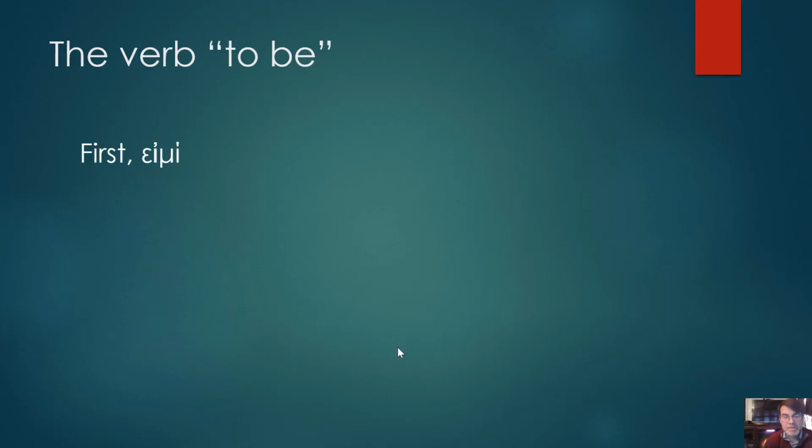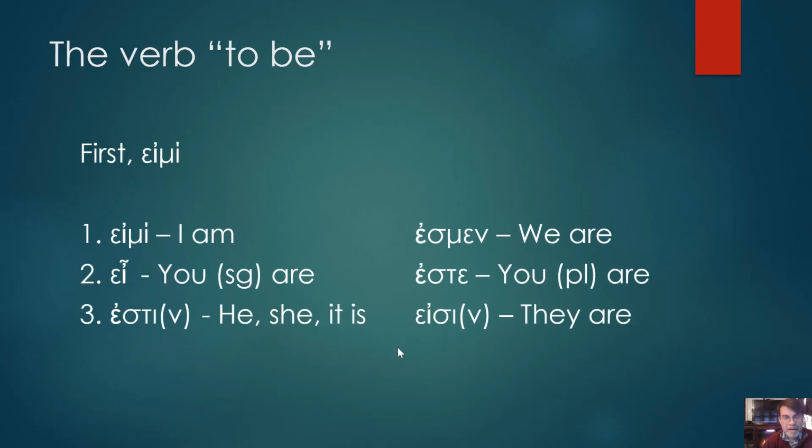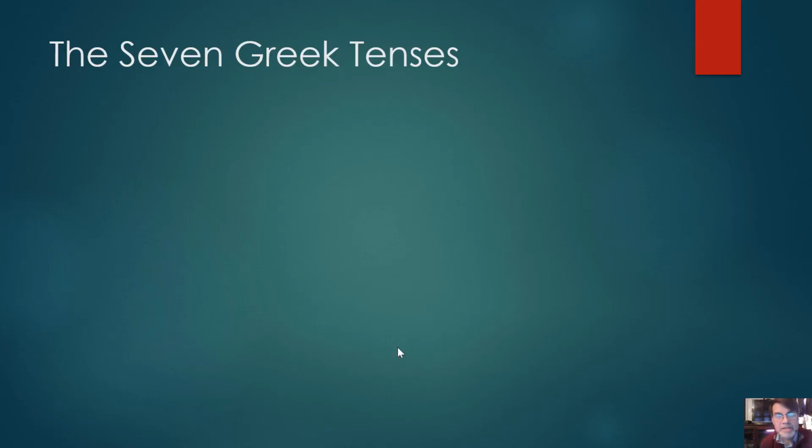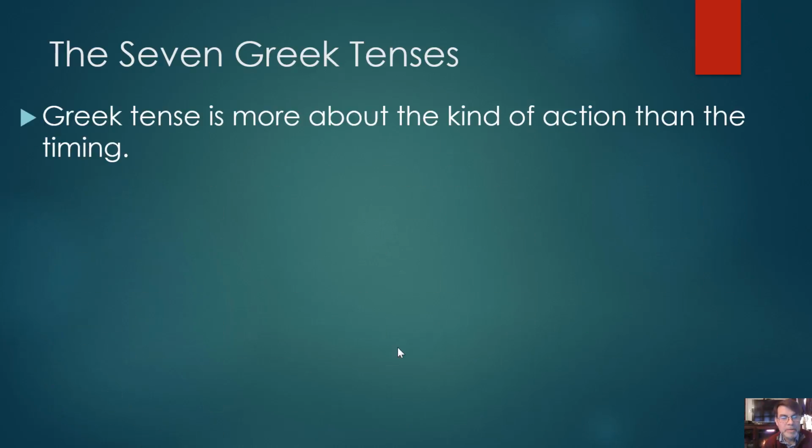Then the verb to be is worth memorizing as well. So emi, e, esti, esmen, este, esi. That's the verb to be. Okay, there are 7 Greek tenses, only 5 of which are really important for reading the New Testament for the most part, but let's go ahead and get them all on the table here.